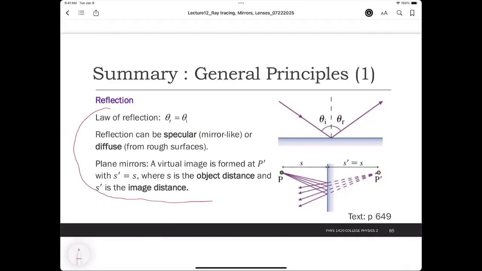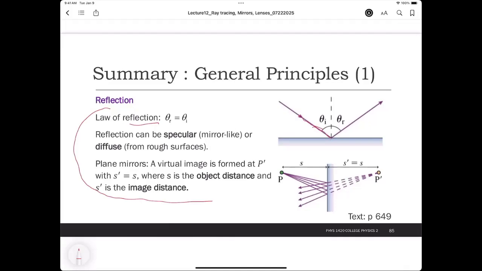Okay, let's do a summary for this chapter. In this chapter we mainly focus on the ray model of light. Firstly we talked about reflection. Actually, we did a review at the beginning of this class. This is the law of reflection: the incident angle equals the reflected angle, and the reflection can be specular or diffuse. For plane mirrors, a virtual image is formed at P prime here. This is the distance from the object to the mirror, and the distance from the virtual image to the mirror.